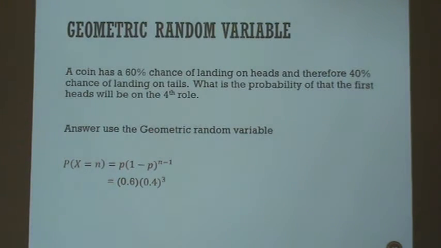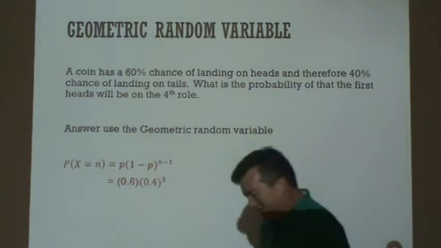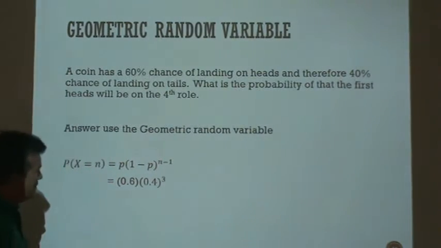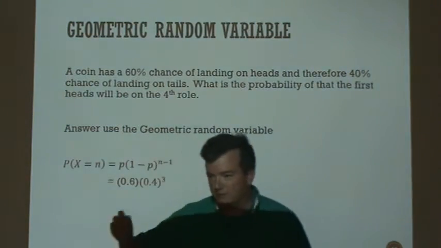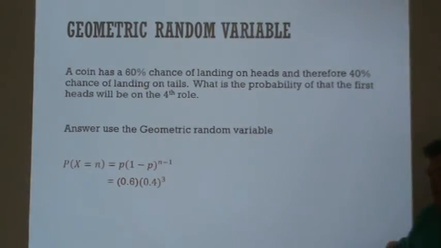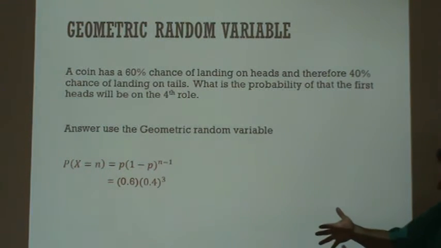So suppose we had a coin that had a 60% chance of coming up heads. So there's really something wrong with the coin, right? It's not a 50-50 coin. 60% chance of coming up heads. Therefore, it has a 40% chance of coming up tails. And you were to ask a question like, if you were to flip this coin over and over until you get your first heads, what would the probability be that you would get the first heads on, let's say, the 4th flip?